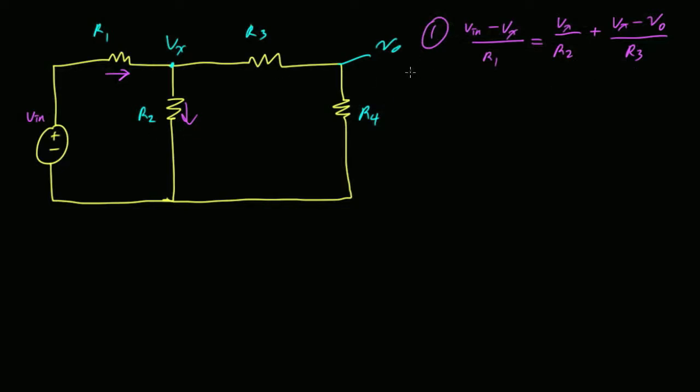Right, I've got to say that this current equals that current. So that would be (Vx minus V out) over R3 equals V out over R4.